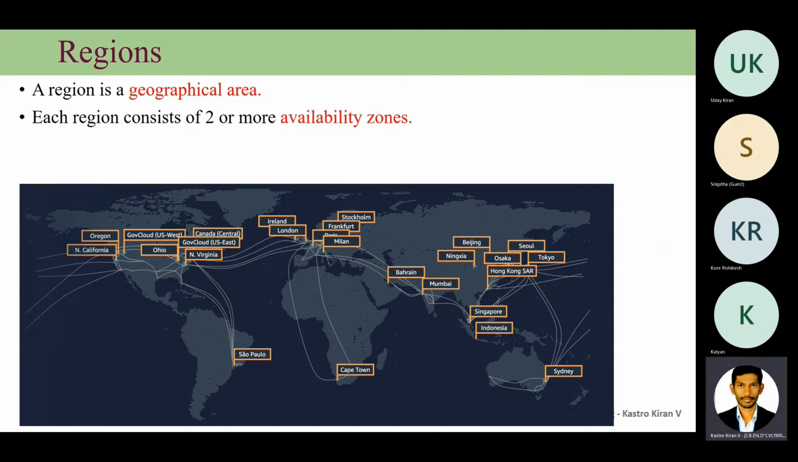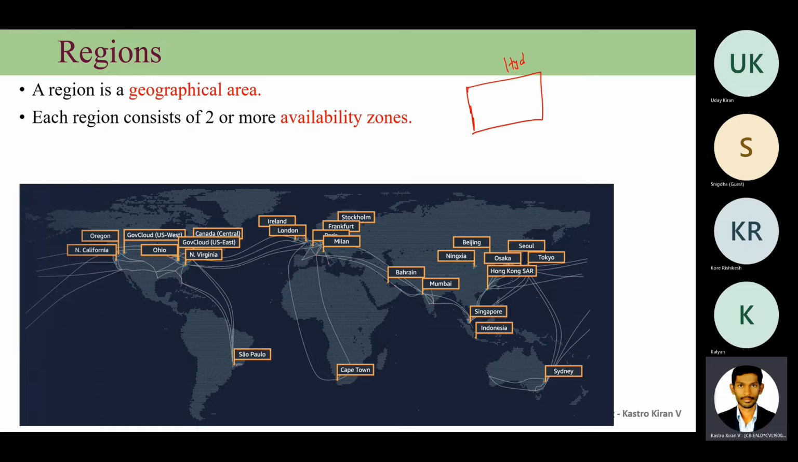Each region basically consists of two or more availability zones. Let's talk about this too. I was saying you want to establish a sweet shop. Let's say this is Hyderabad. Now in Hyderabad, you will have a specific location. If anybody asks you where you stay, you will say you live in Hyderabad. Then they ask where exactly in Hyderabad, and you'll say Uppal or Gachibowli, any specific location.